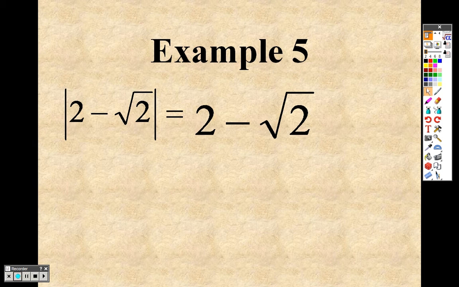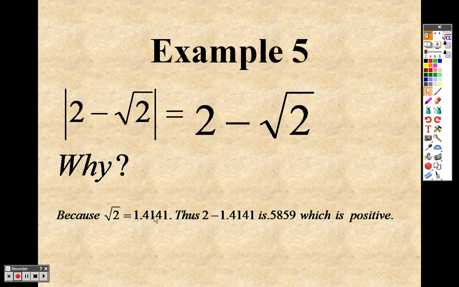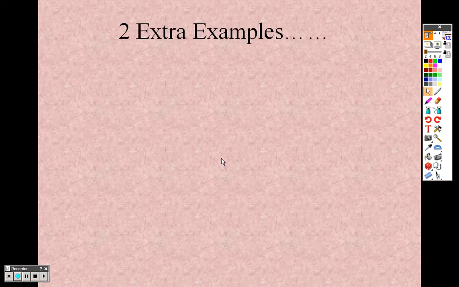Even if I rounded and said that this was like 1.7, or 1.3 or something like that, 2 minus 1.3 is positive. 2 minus 1.7, it's positive. The point is, this is a positive decimal smaller than 2, so you're going to get a positive answer. So 2 minus root 2 is still going to give me whatever's inside, which happens to be positive. Because right there it is, root 2 equals 1.4141. So 2 minus 1.4141 is 0.5859, and that is positive. So that's why instead of me giving you a decimal answer up here, I just rewrote exactly what I had in the middle.